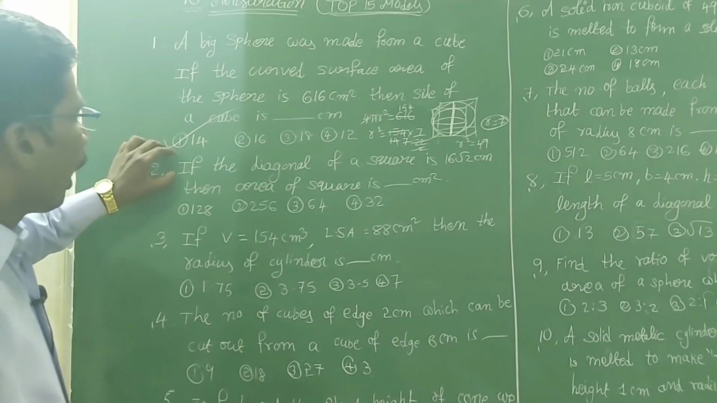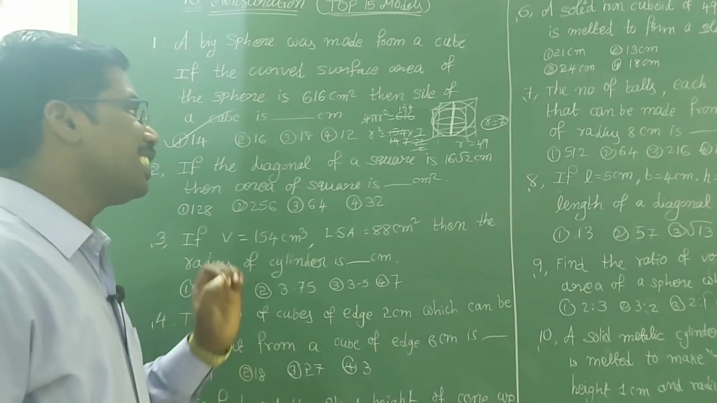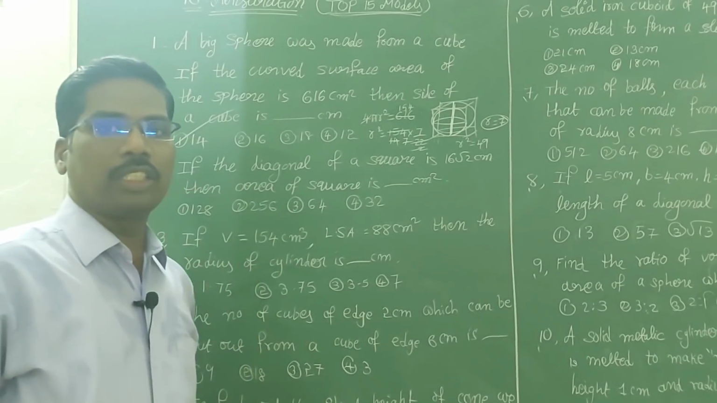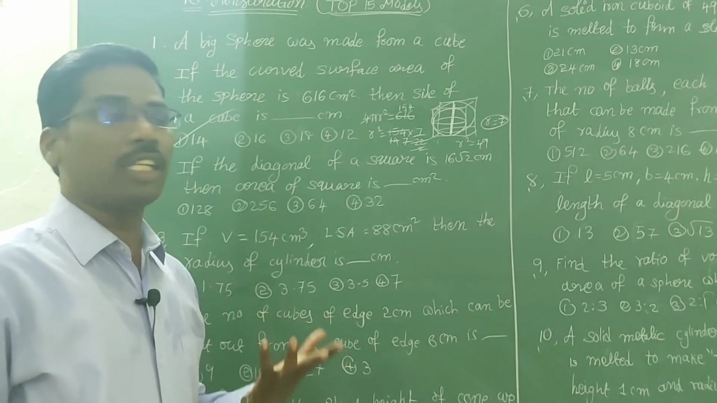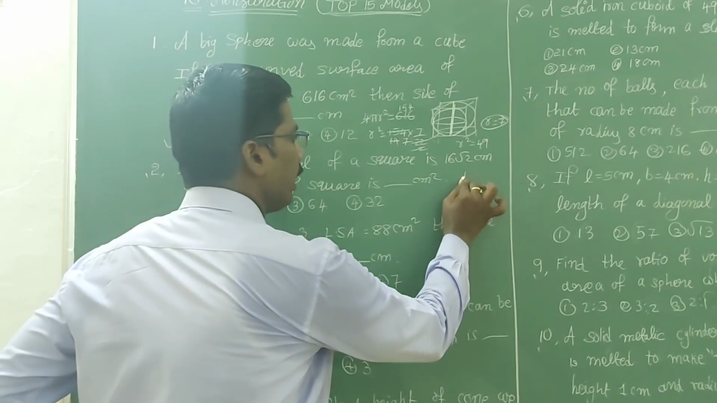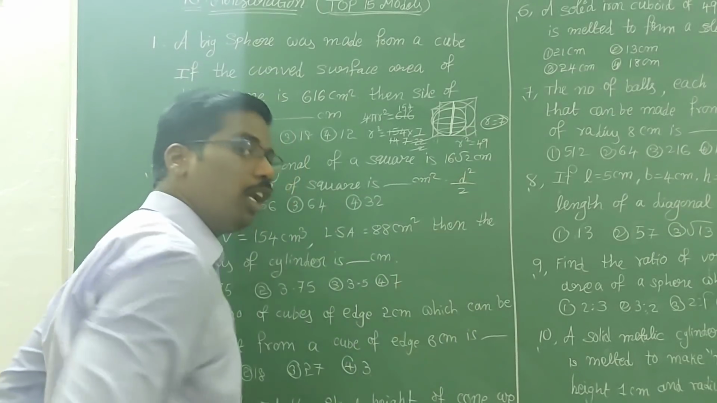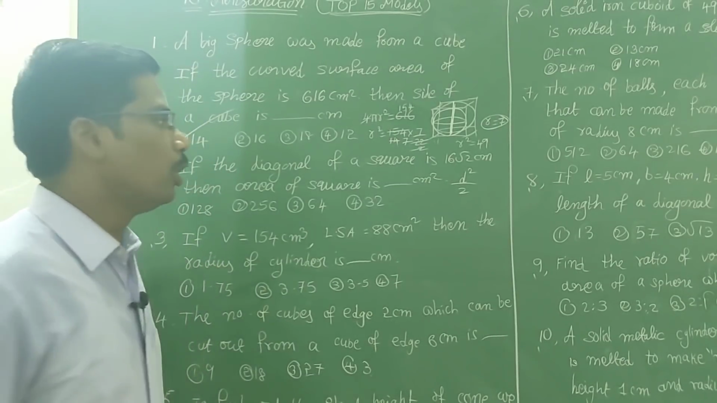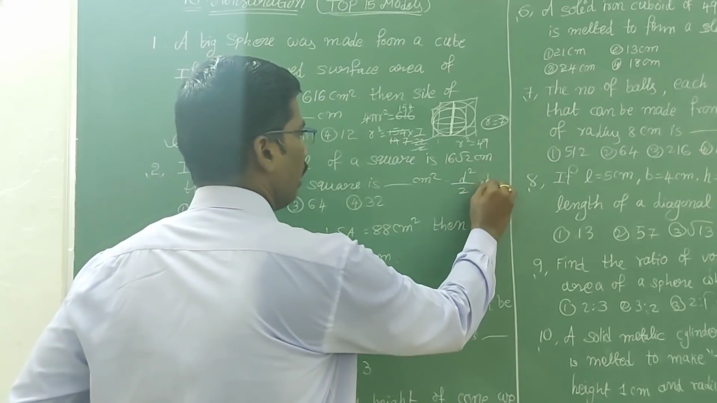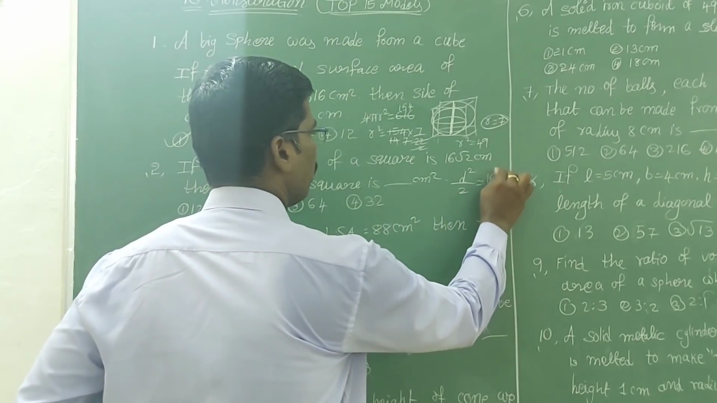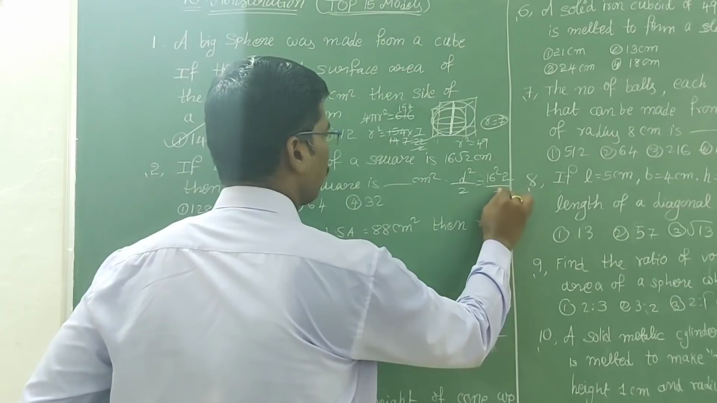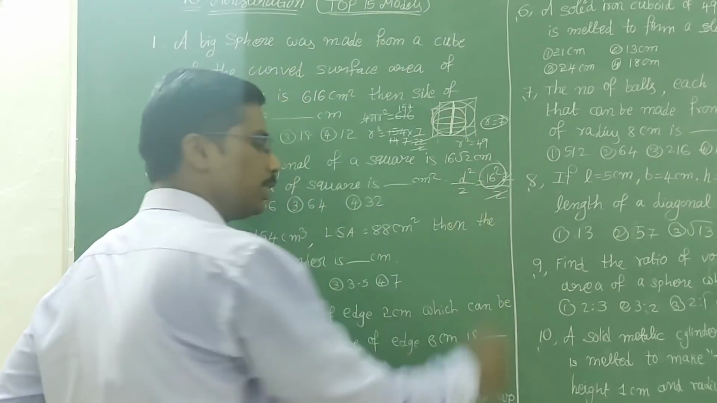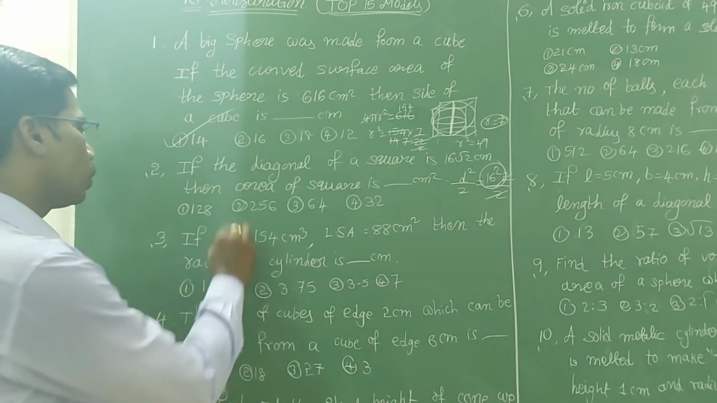Next. If the diagonal of a square is 16 root 2, then the area of the square is. So the diagonal is 16 root 2 and they are asking the area. So the shortcut formula is d square by 2. If you know the diagonal of the square, then the area of the square is d square by 2. So here 16 root 2 whole square means 2 by 2, the 2s get cancelled. Answer 16 square, so 16 square means 256.